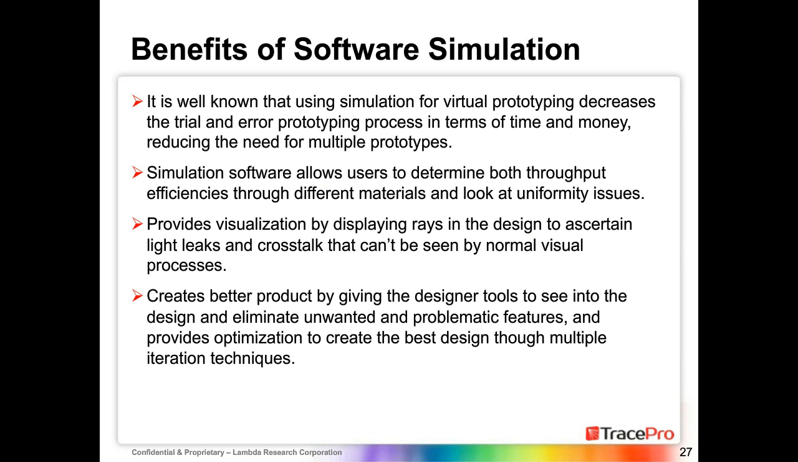So what are the benefits of software simulation? Well, as we've seen from the past slides, it's well known that using simulation for virtual prototyping decreases the trial and error prototyping process. You don't have to make as many iterations. It reduces the amount of time and money because you can do a quick scenario in just a few minutes. Software simulation allows users to determine throughput efficiencies accurately through different materials for different tissue types and look at non-uniformity issues. It provides a visualization of seeing where the rays are going and seeing crosstalk and stray light issues that can't be seen by normal visual processes.